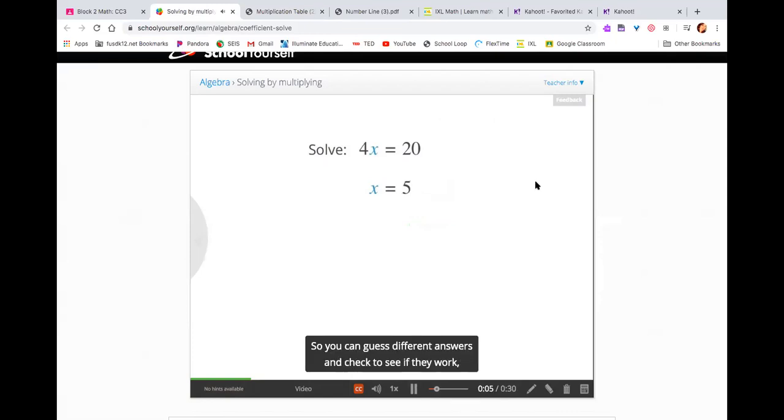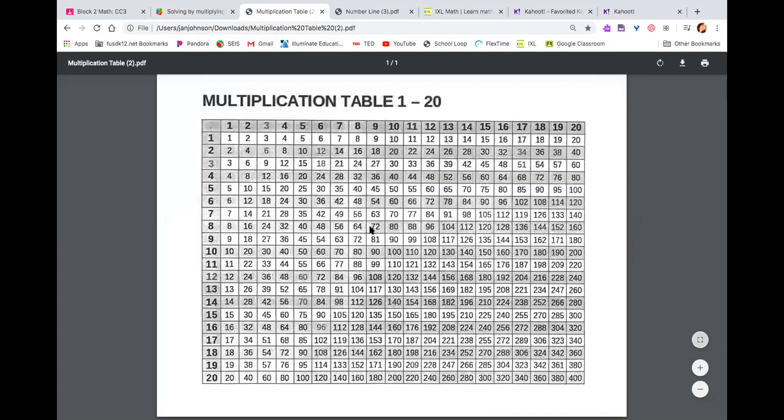So you can guess different answers and check to see if they work. But let's come up with another way to solve equations like this one. First, consider the equation. Oh, before we do that, so why do we not want to guess the answer? Like, why is it I don't want to pull my times chart and look at this every single time to figure it out? Would that take too long? And we still might get the wrong answer.